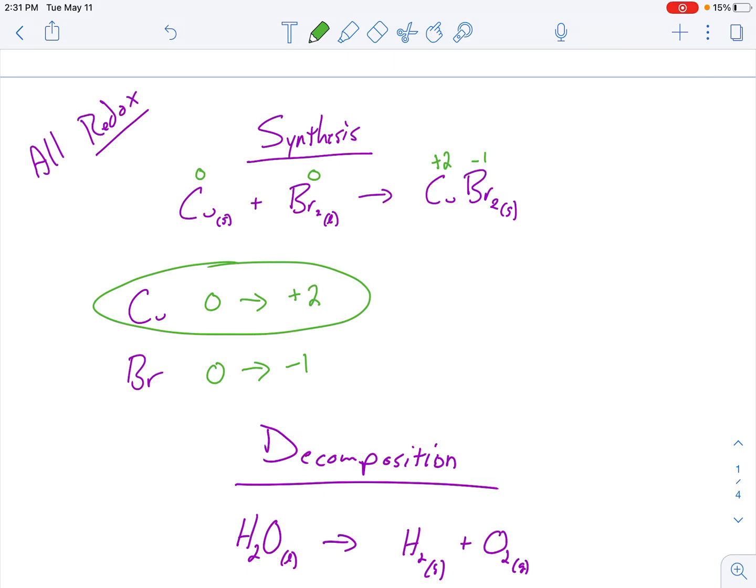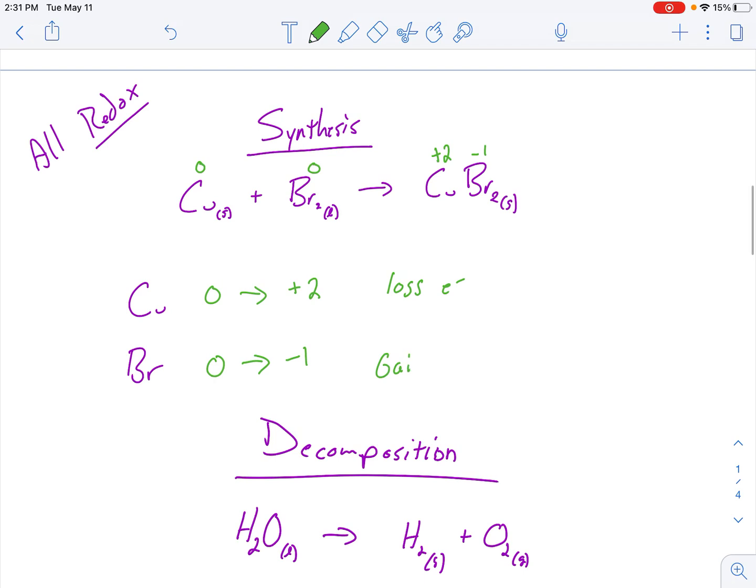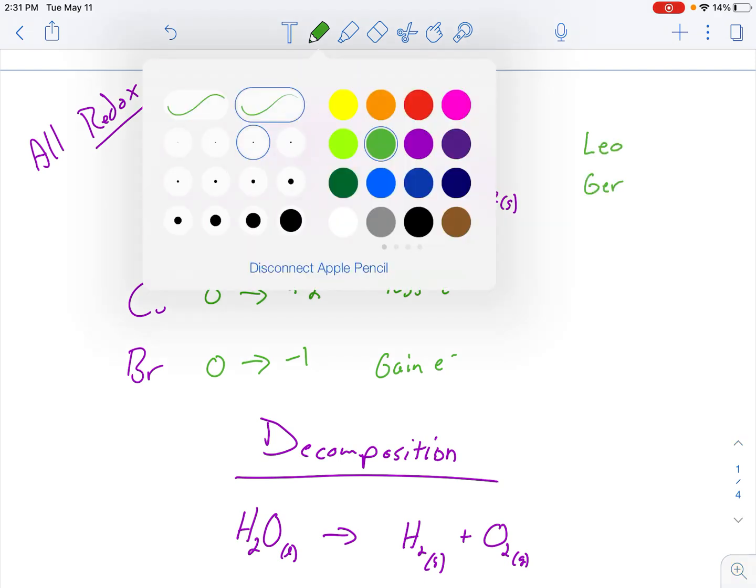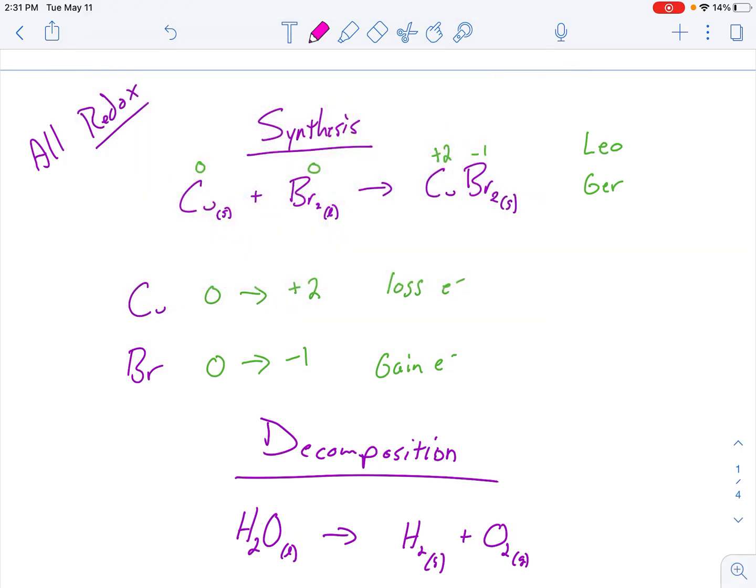So how do you go from 0 and end up at +2? Do I have to lose negative things or gain negative things? This would be the loss of electrons. And bromine, that would be the gain of electrons. To go from 0 to -1, I would have to gain that electron that was lost by copper. In redox, there's a simple way that we're going to figure this all out. And the way that we're going to do that is Leo the lion says grr. That is how we're going to figure out which one's oxidized and which one's reduced.